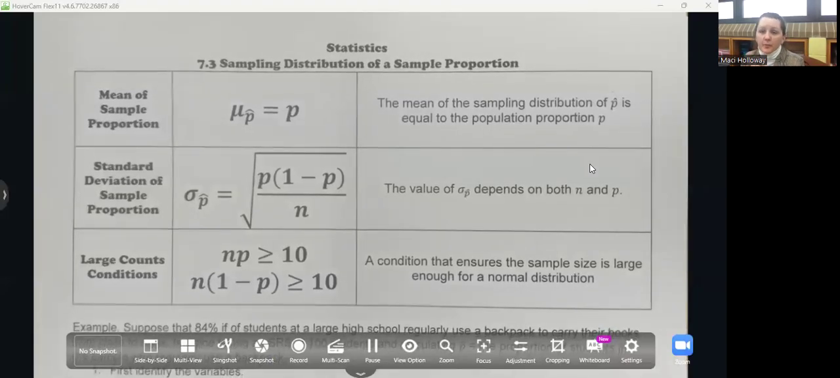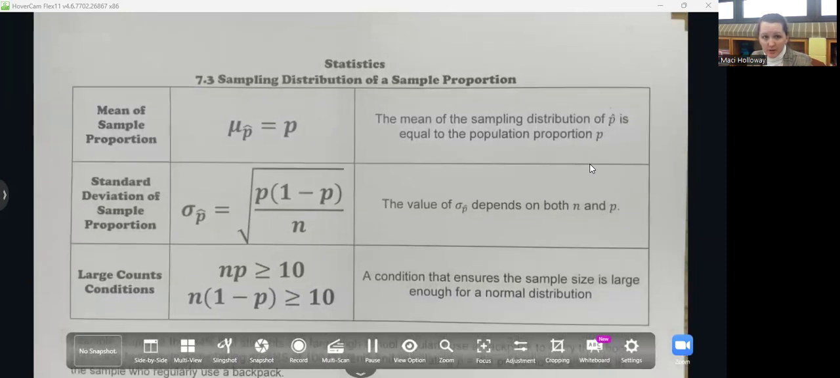All right, so we are moving into talking about sampling distributions and sampling proportions. So we're putting everything together as far as z-scores, finding probability, and mapping it on our normal distribution chart. And here's a couple of things that we need to know before we get started.